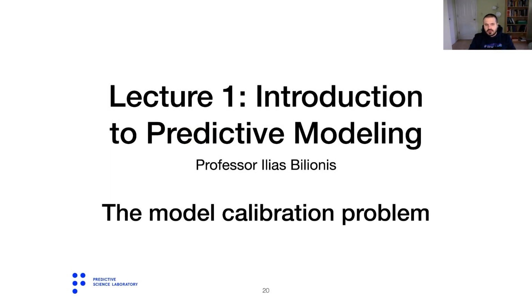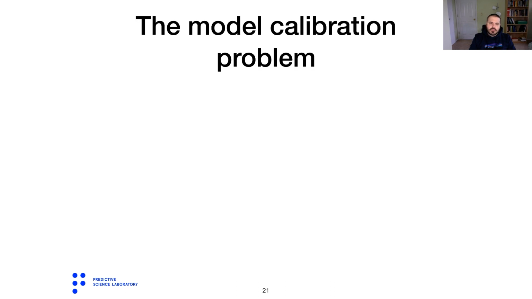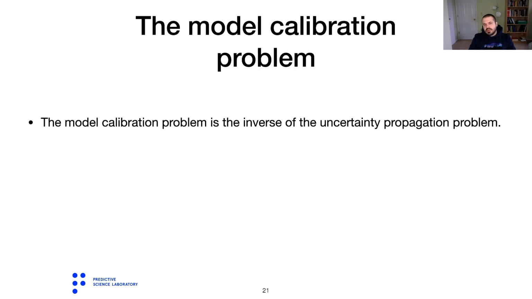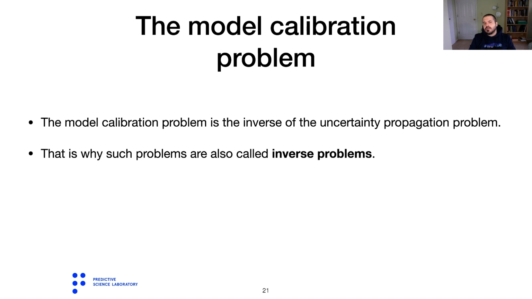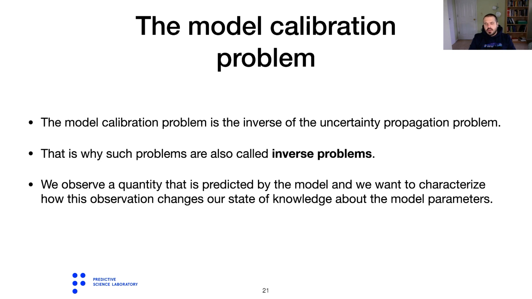In this last video, we're going to go over the model calibration problem. The model calibration problem is basically the inverse of the uncertainty propagation problem, and that's why we often call it the inverse problem. It goes like that: you observe a quantity that is predicted by your model, and you want to characterize how this observation changes your state of knowledge about the model parameters. So you're basically observing something that your model predicts, and you want to go back and say what were the parameters that gave rise to this prediction.